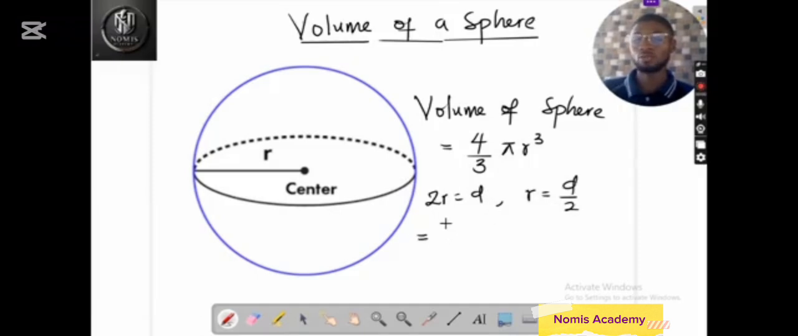Otherwise, the formula would become 4 over 3 pi. Remember that r is now d divided by 2. So d divided by 2 cube, so that it becomes 4 over 3 pi d cube over 8. So this formula is still good. So you can transform your formula from here to be this when radius is not given and you want to calculate with diameter. So let's solve some questions on volume of sphere.